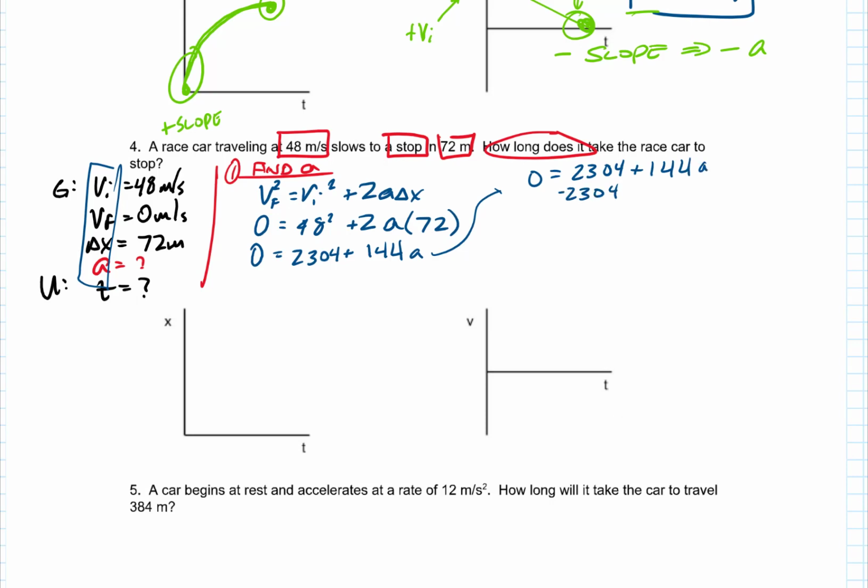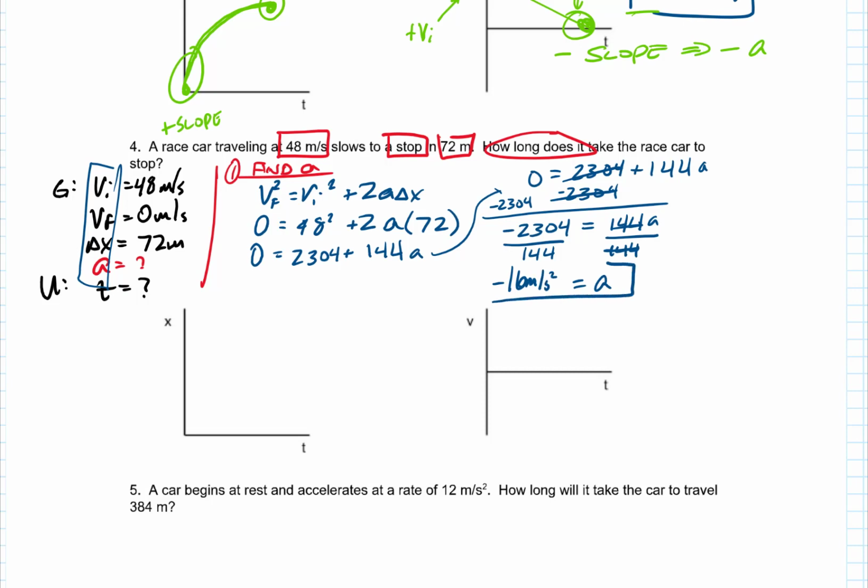We'll subtract 2304 from both sides. That goes away, so I get negative 2304 is equal to 144 times the acceleration. Divide both sides by 144. And when we do that, our acceleration comes out to be negative 16 meters per second squared, which makes sense because we are moving forward and slowing down. Moving forward and slowing down means negative acceleration.